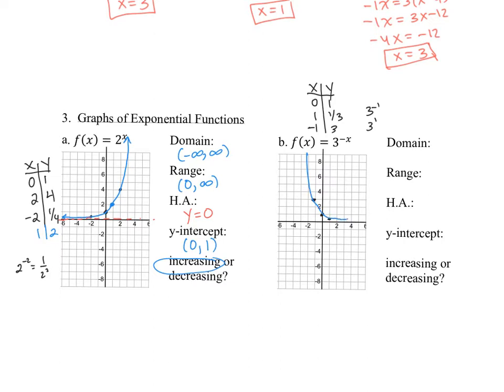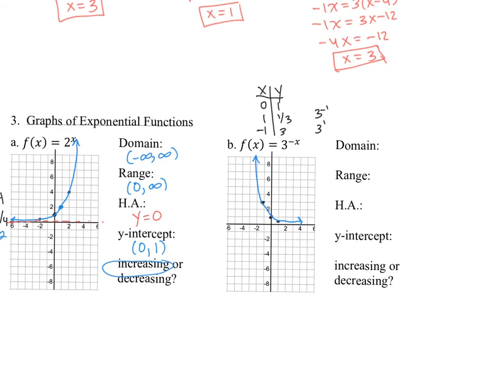That's good enough because I know which side is increasing and which side is decreasing. Normally the y-intercept you can peg, and if you can tell which side's going up or down, that's good enough. My domain is still negative infinity to infinity. My range is still 0 to infinity. There is still a horizontal asymptote at y = 0, and that's always true on a basic exponential function. The y-intercept is (0, 1). Is this increasing or decreasing? If I start on the left side of the graph and follow it, I'm going downhill, so the y values are decreasing.